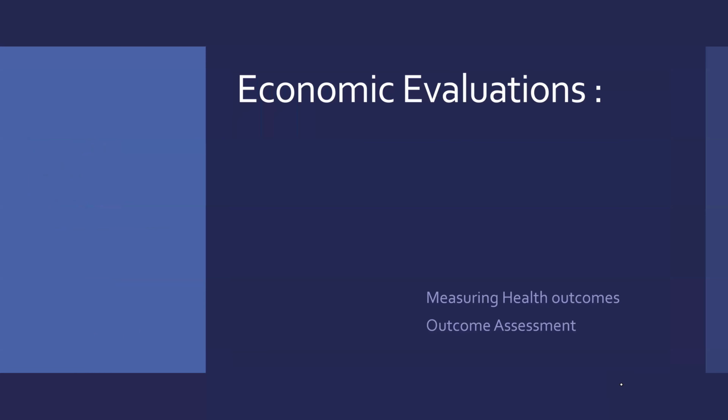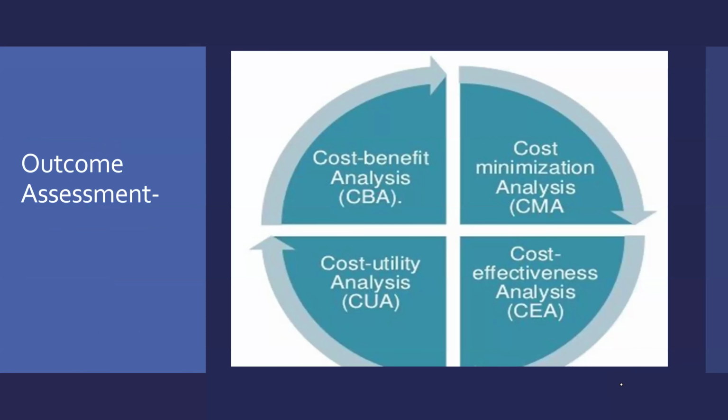And once you measure outcomes, how do you assess it? So we will look at outcome assessment. I'll take the example of what we normally do. Our outcome assessments are either a relative risk or an odds ratio. But in economic analysis, there are mainly 4 types: cost benefit, cost utility, cost effectiveness, and cost minimization analysis. We'll go through these briefly because I'll be talking about them in the study.